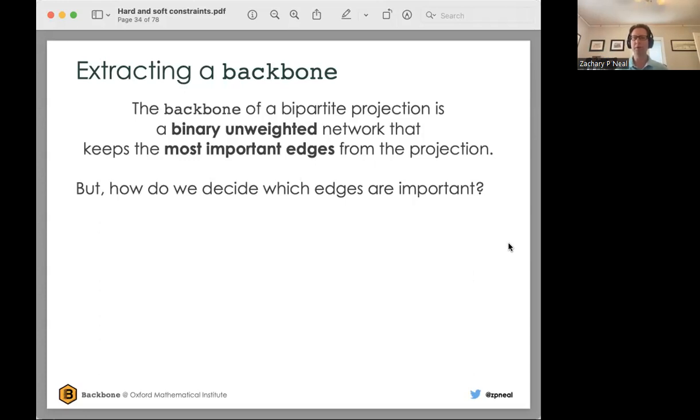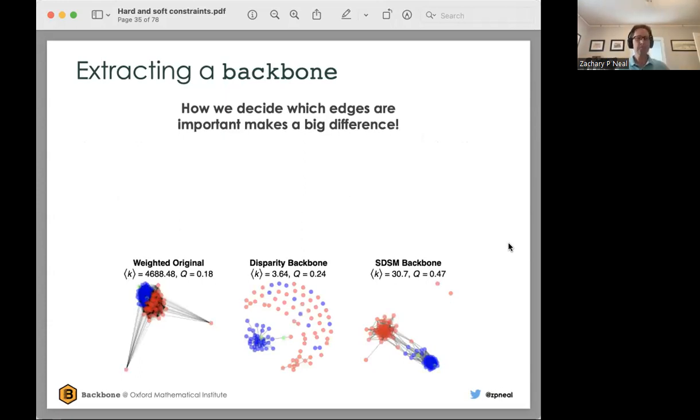So the backbone of a bipartite projection is a binary, unweighted network that aims to only keep the most important edges in the projection. So in the Congress case, we're trying to identify, say, pairs of senators that sponsored a noteworthily large number of bills together, a significantly large number of bills. The challenge here is we need some methods for deciding which edges are important. So there's lots of different ways that we could do this. And the method we use for deciding which edges are important makes a huge difference for the sort of network we get out the other end.